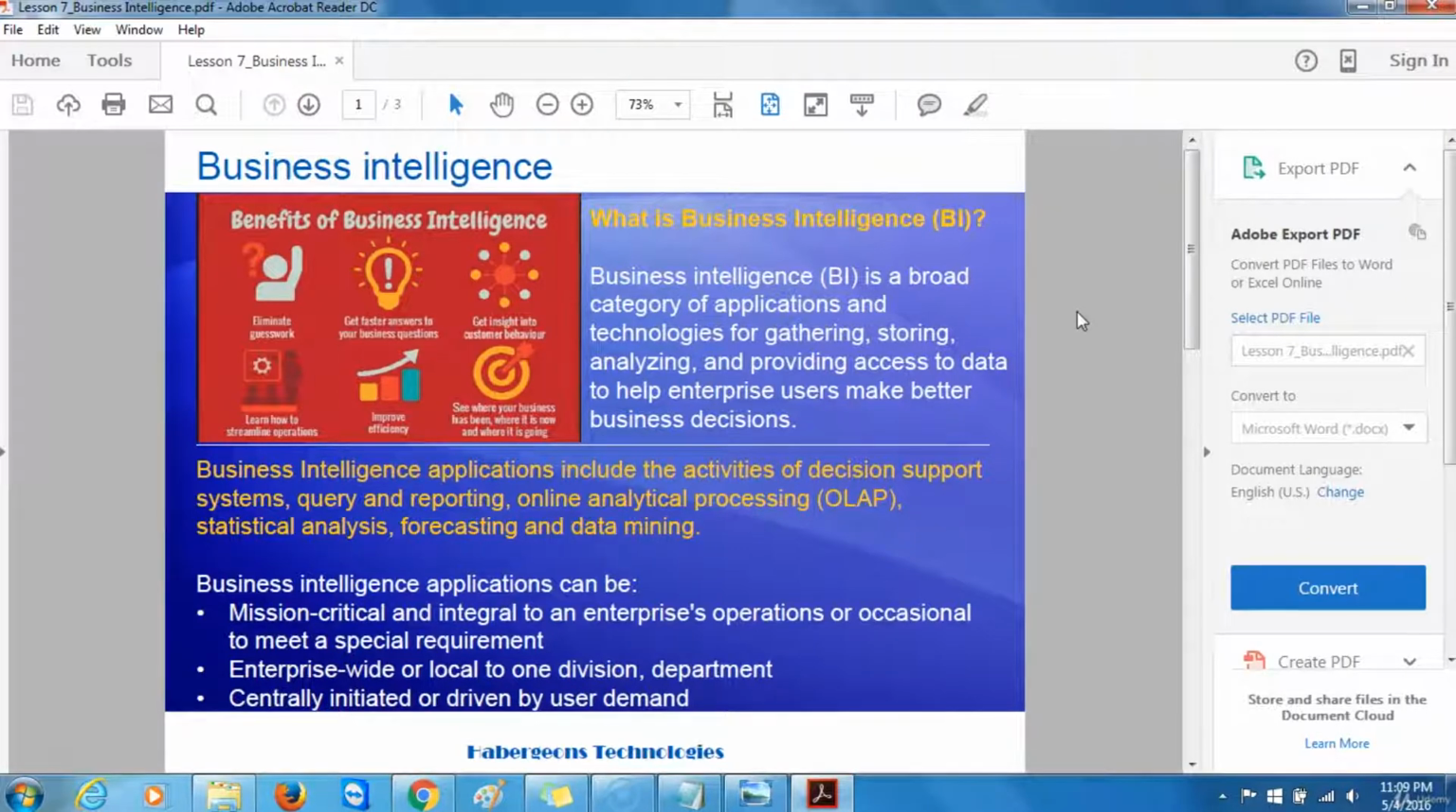Business intelligence applications can be mission critical and integral to an enterprise's operations, or occasional to meet a special requirement. Enterprise-wide or local to one division or department, centrally initiated or driven by user demand.